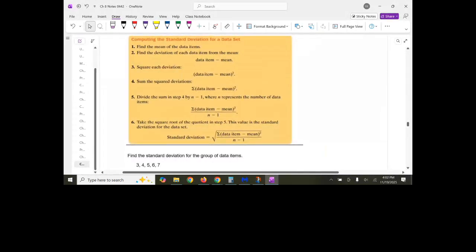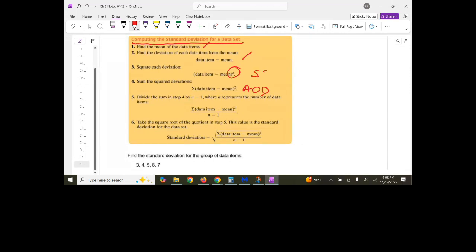Okay, so y'all, what we're going to do, we're going to find something that we call the standard deviation, okay? So the first thing we're going to do, we're going to find the mean, meaning we're going to find the average, okay? Then we're going to find the difference in those numbers, okay? Once we find the difference in those numbers, y'all, we're going to square those numbers, okay? Once we square those numbers, we are going to add them together.